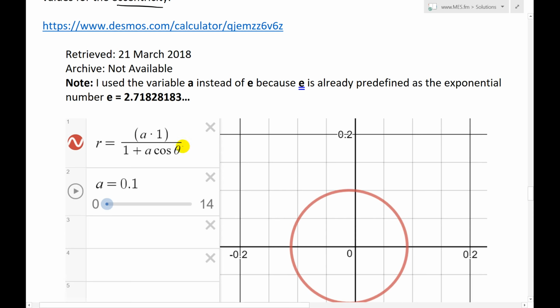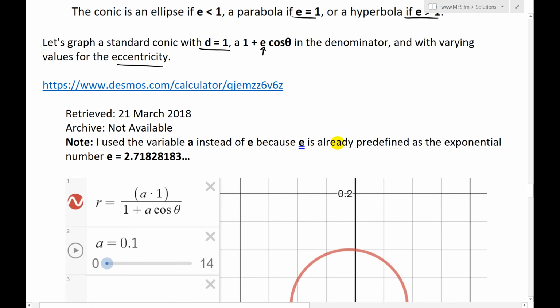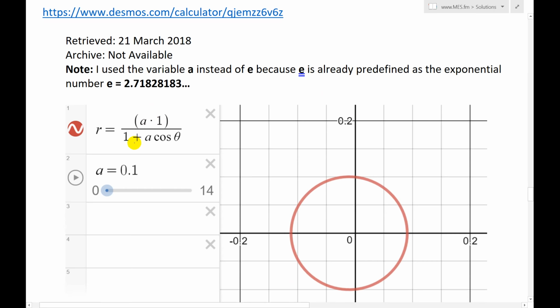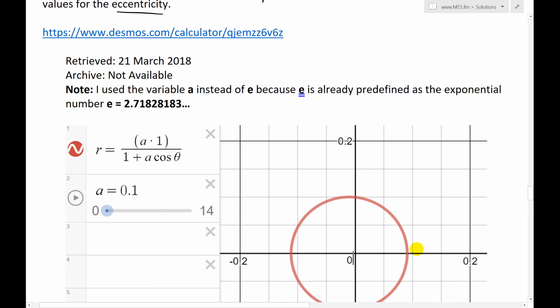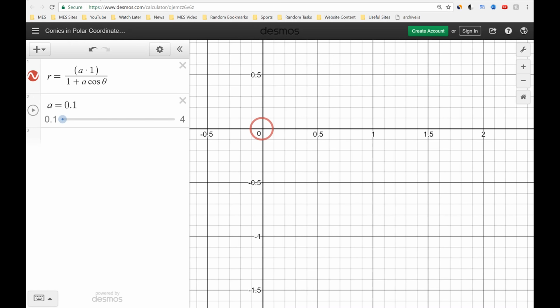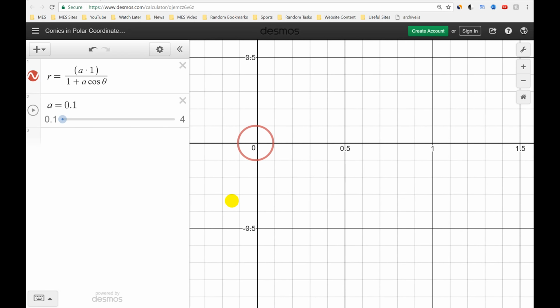So if we look at this graph right here, this is r equals, with d equals 1 as noted over there, so r equals a times 1 divided by 1 plus a cosine theta, or just a over 1 plus a cosine theta. And I just varied the values here. At 0.1, it's almost like a circle. It's not exactly, as you see, it's a bit off center. And the origin is the focus, remember that, so it should be completely centered for a circle. So let's just click this here to see the graph. Alright, so here I am on the Desmos graphing calculator.